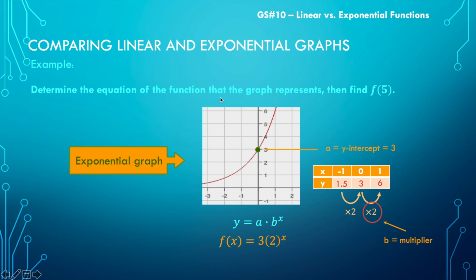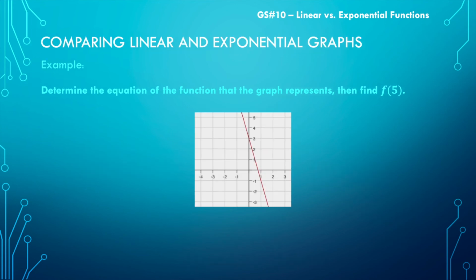I've got the equation of my function, but now I want to find f of 5. And the way I do that is I just sub in 5 wherever there was an x. Okay, so here and here, and then evaluate. So 3 times 2 raised to the 5th power, which is 3 times 32, also known as 96. So f of 5 is 96. Okay, let's try one more example like this.